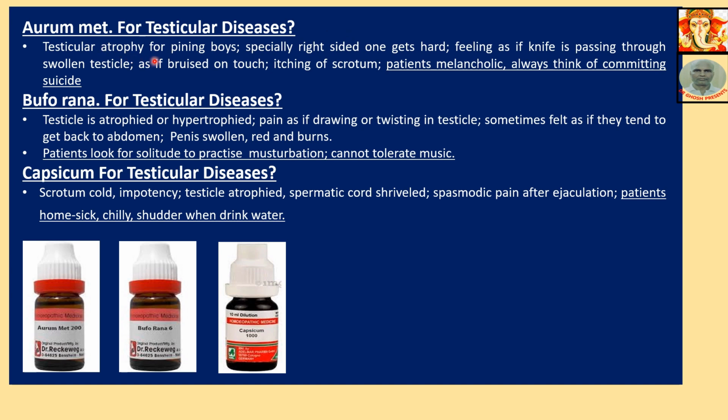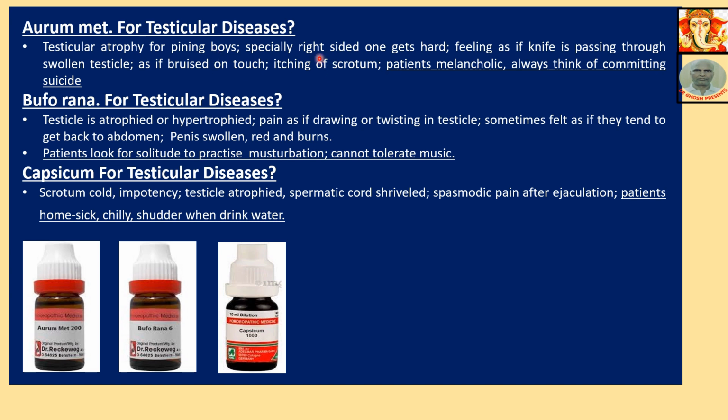Testicular atrophy for pining boys, especially the right-sided one gets hard. Mind this. Testicular atrophy is there also. If there is no atrophy but the right-sided or left-sided testicle, anywhere, is hard, that is indurated, then also Aurum may come. Feeling as if a knife is passing through the swollen testicle. Generally, atrophied testicles are not swollen.